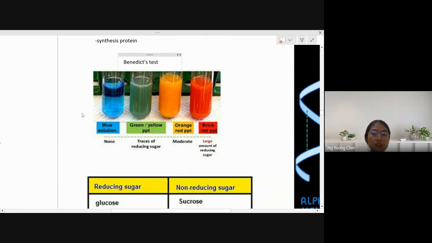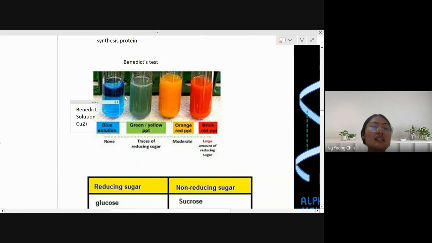Hence, this blue color solution we call Benedict solution. Initially, this Benedict solution is blue, light blue color. Why? Because it contains copper 2 plus. Copper 2 plus naturally gives the solution a light blue color.